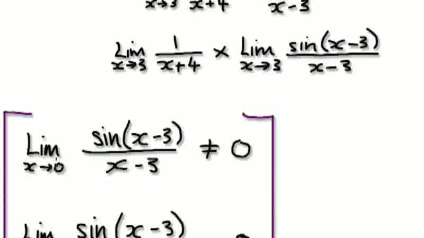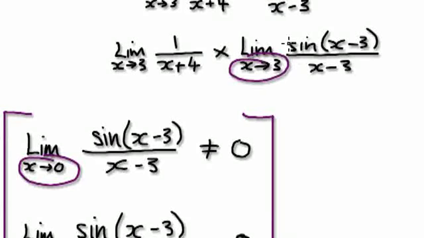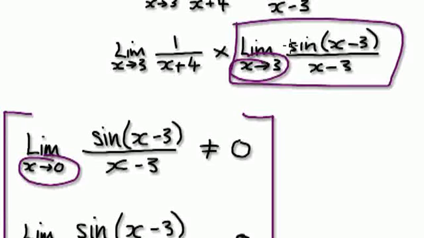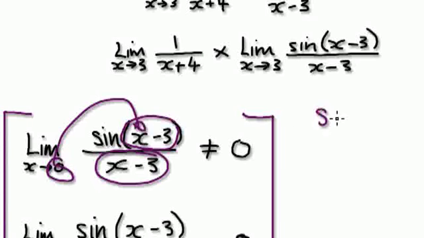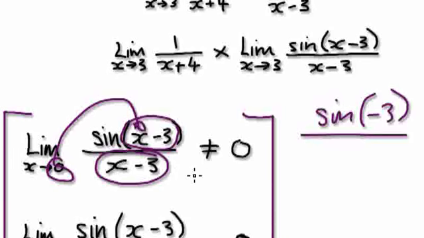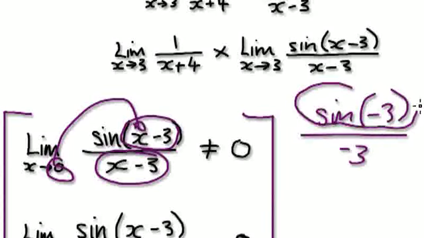Now, if you have a case where x approaches 0, this is x approaching 3. You see, this thing approaching 3, the whole thing will head towards 1. But when x approaches 0, the bubble itself does not head towards 0. So when you put 0 into here, it will be sine of minus 3 over minus 3. This is okay, it will give you a definite answer because nothing breaks down here.